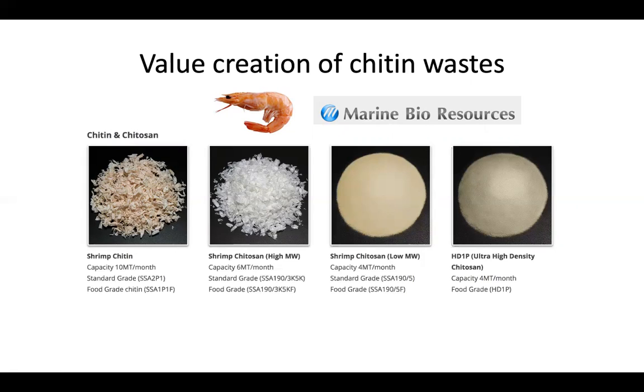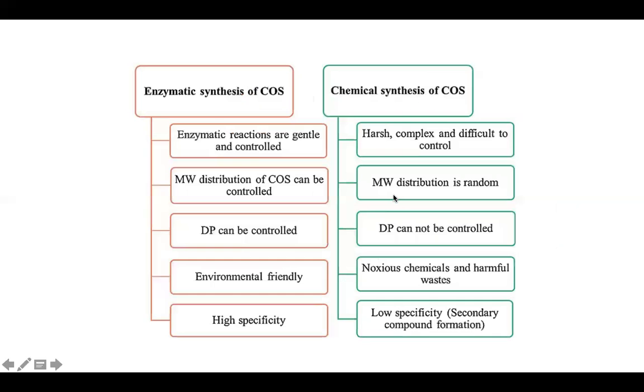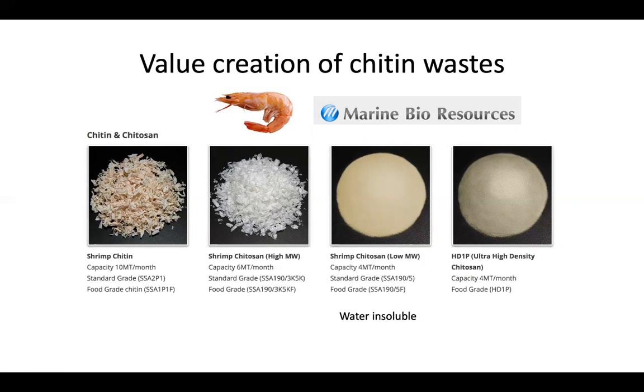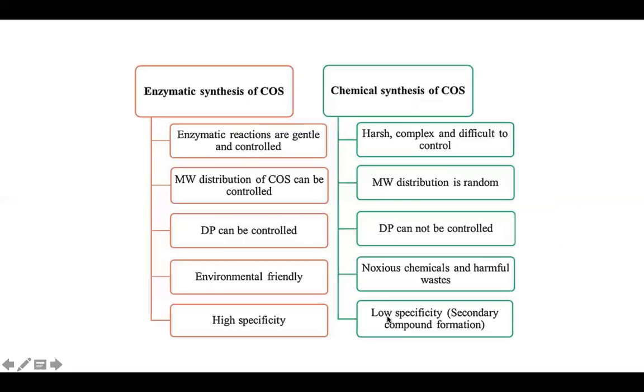And this is when I collaborate with them. We're going to use the enzyme to create chito-oligosaccharide, to make it more useful for application in many things, and also increase the value. As I said, chitosan itself is water insoluble, so it's still not perfect. All right. So now, how can you produce COS?